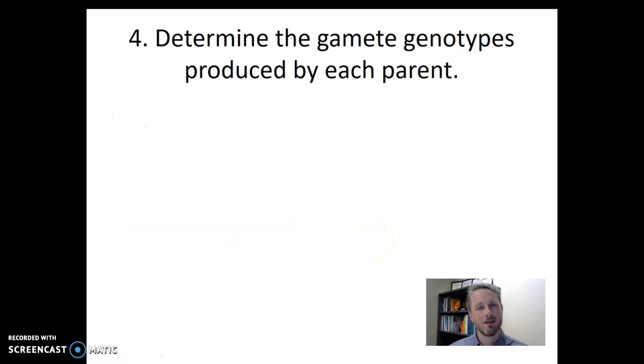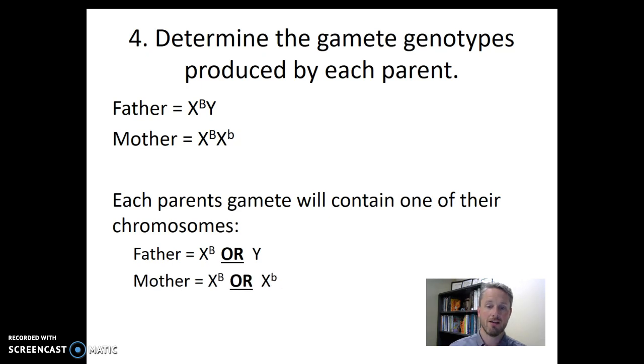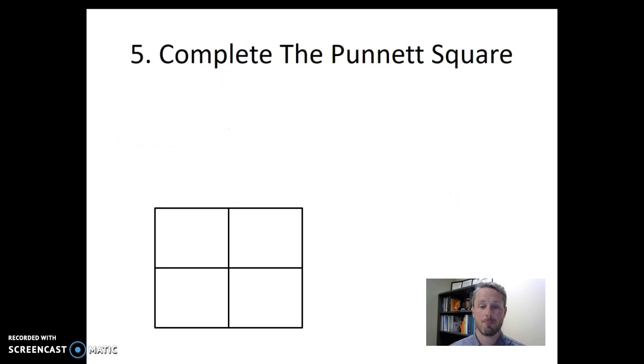So the next part is to think, well, what gametes will they make? So again, we know my father is X big B Y. We know my mother is X big B, X little b. Each gamete will contain one of those sex chromosomes, one of the X's or the Y. So we know my father can either provide the X with the dominant B or give me the Y chromosome. My mother can give me the X with the dominant B or the X with the recessive b. So our very last step is to complete a Punnett square with that information.